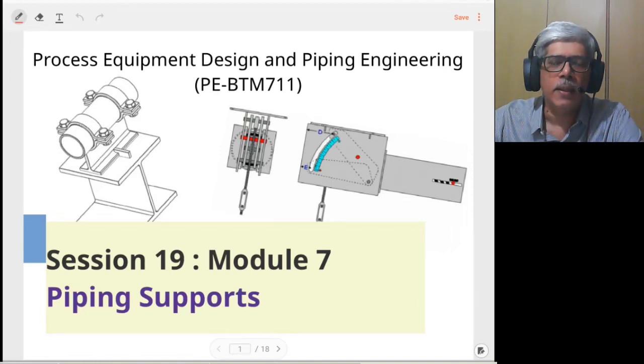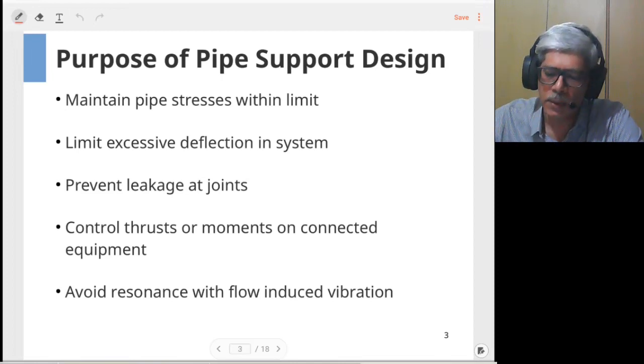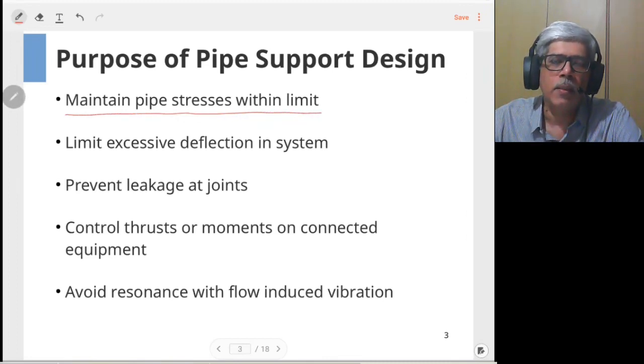Let's begin with understanding which parameters affect the piping support design. There are multifold reasons for providing the piping support. The first obvious one is to maintain the stresses in the pipeline within limit. If you have a long pipeline without any support, obviously because of its self-weight itself, the stresses will be very high. If you have some additional loads coming on it because of the external loading or the fluid passing through it, it will be further severe. So the first purpose is to maintain the stresses within the limit.